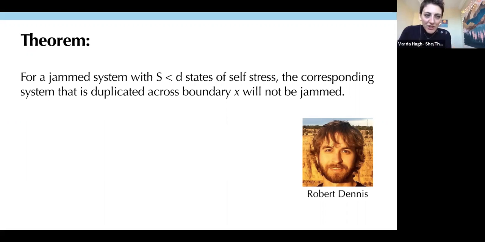But this basically shows that when your number of states of self-stress is smaller than d, your system might look jammed, but if you just replicate it along any boundary, which would mean that you are making it infinite, making it go to infinity, and basically applying that periodicity to the system, it will unjam. So maybe truly jammed systems should have states of self-stress that are bigger than d.